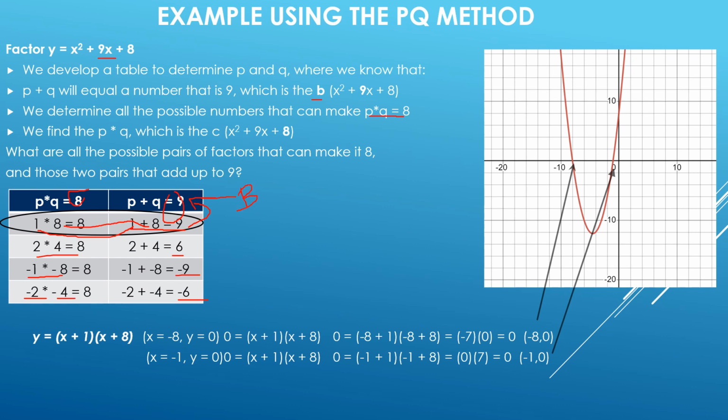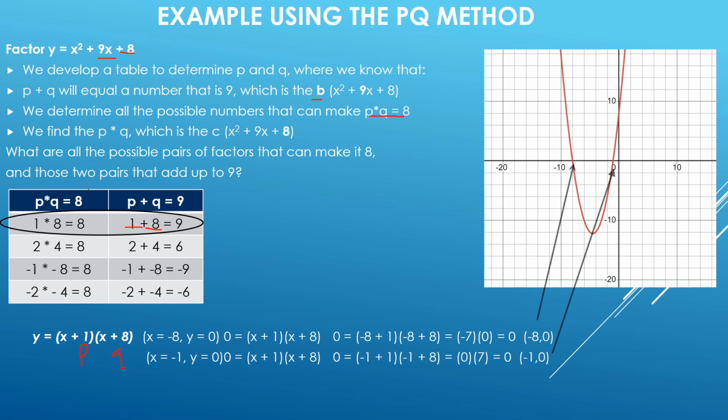And then my P times Q is my 8 here. So the only one that can be is the one I've circled here, and that would be 1 and 8. So what I'm going to do next is I'm saying it looks like it will be y equals x plus 1 and x plus 8, because that's that 1 and that 8. That's my P and Q. So my P could be 1, and my Q is going to be 8.